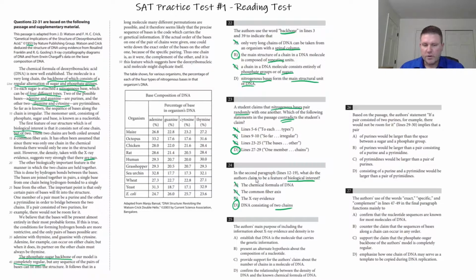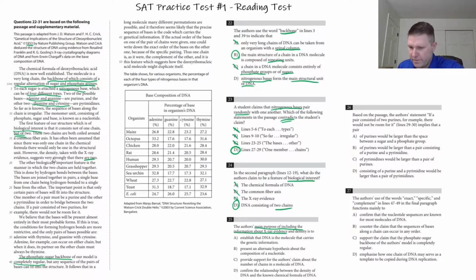For other ones like 24, though, that are really easy, you just have to go to the text and get it. I'm not going to go too far into depth with that. So that was 24. And then looking at 25 here, the main purpose... Ooh, gotta up my underlining game. Main purpose of including the information about X-ray evidence and density is to what? So if we hone in on that, we gotta find where X-ray evidence is, and that is about here.